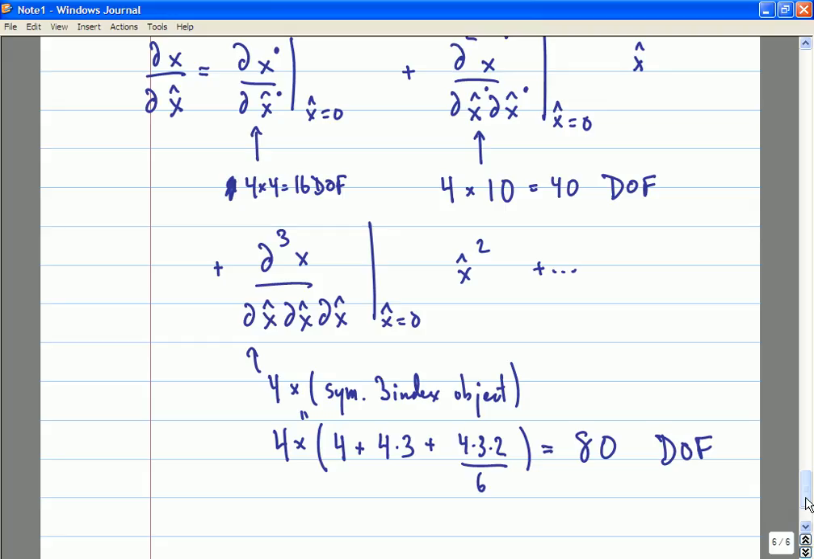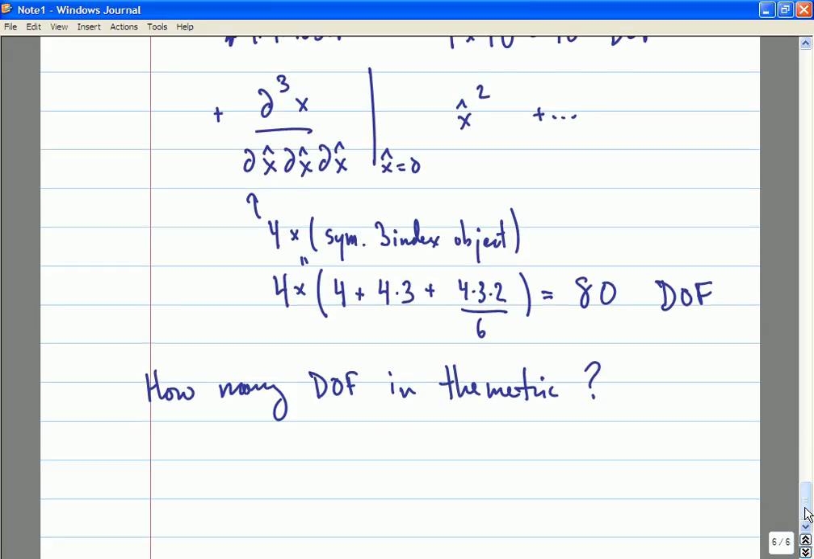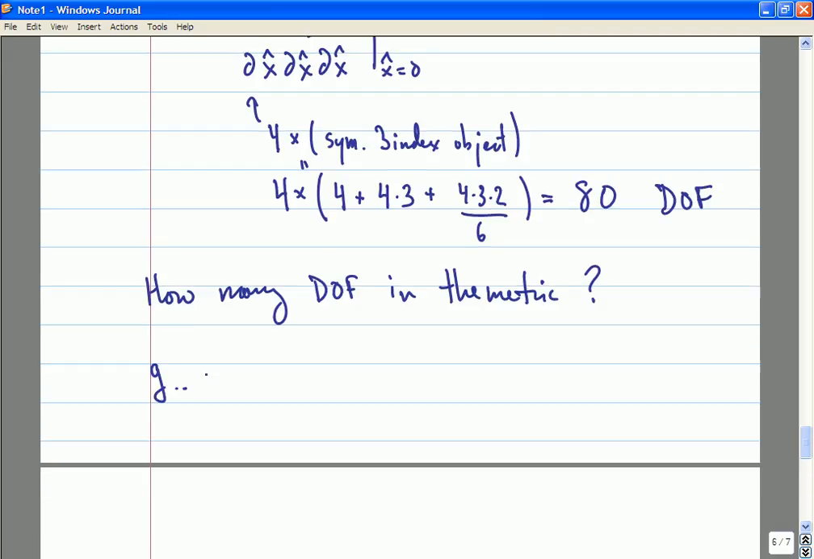And what do we want to compare this to? What we want to do is ask, how many degrees of freedom are there in the metric? And we want to ask at each order in x hat whether there are enough degrees of freedom in the Jacobian matrix that will allow us to get rid of all the degrees of freedom in the metric. So we could imagine expanding the metric g in a power series in x hat. At x hat equals 0, there will be 10 degrees of freedom because the metric is a symmetric 2-index object, so it's a 4x4 matrix, which is symmetric, which has 4 times 5 over 2 possible degrees of freedom.